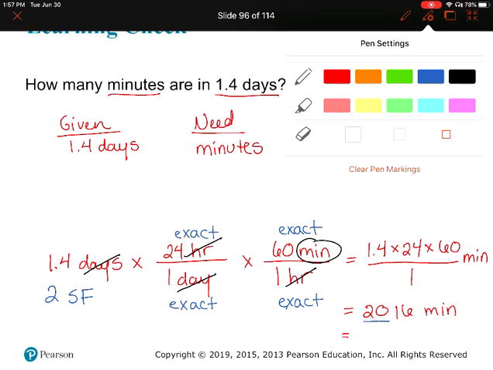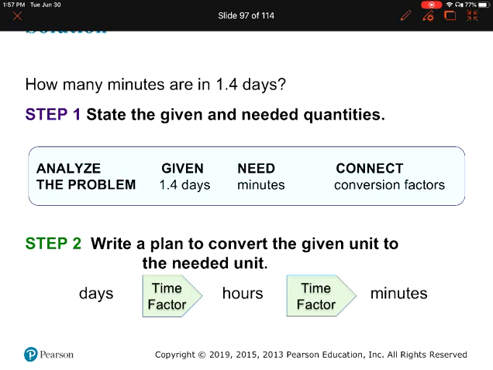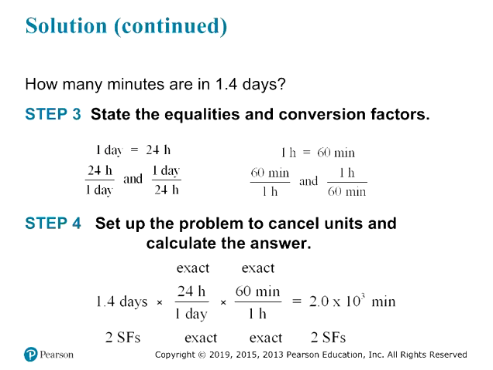All right, so maybe we should use scientific notation. So what we'll do is we'll write 2.0 times 10 to the, what would the exponent be? 3. So 10 to the third is 1,000, and we're multiplying that by 2 to give us 2,000 minutes. And we have 2 sig figs. Okay. And then here are the solution slides if you want to go over those later.